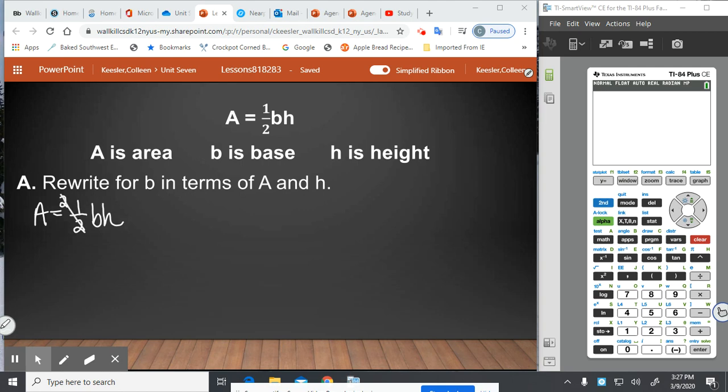So I'm going to multiply both sides by 2. So now I have 2A equals BH. And since B and H are being multiplied, I want to divide by H to get B by itself. So my equation winds up being B equals 2A divided by H.